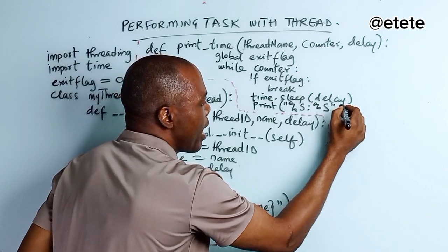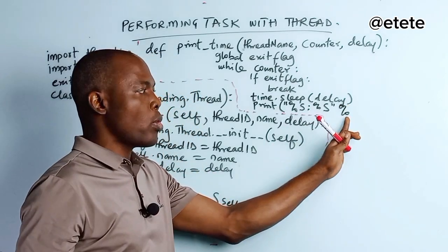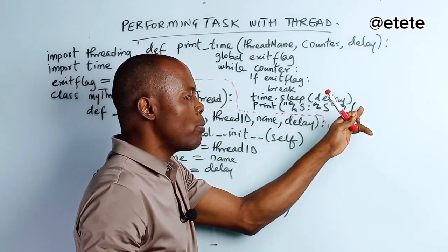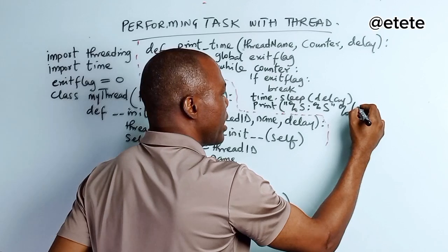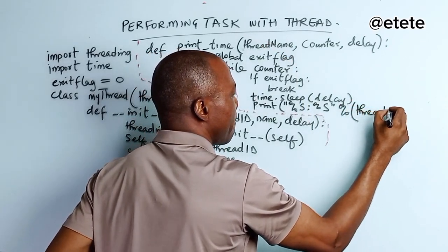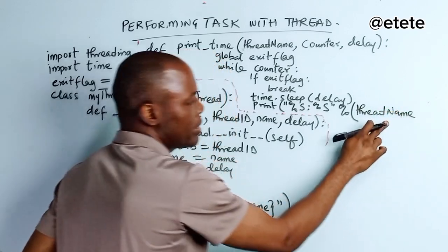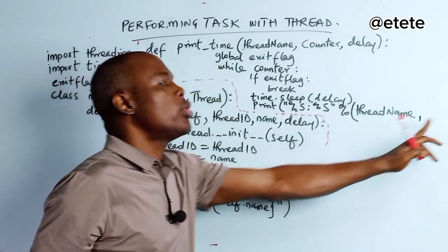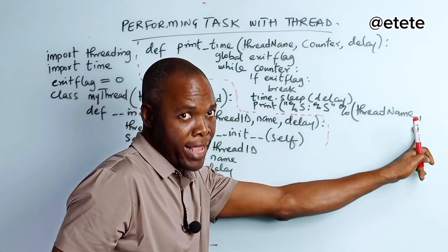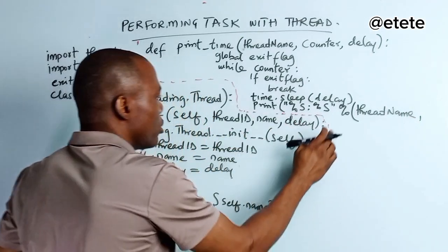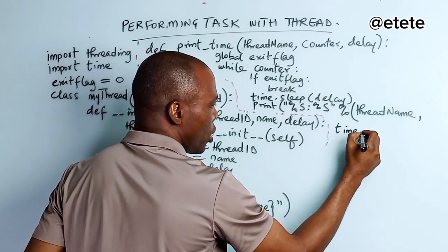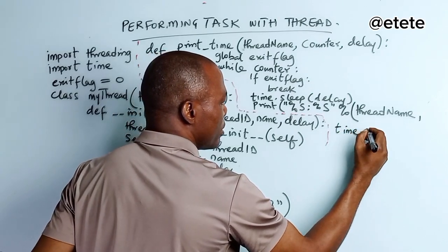Then I will call an operator. This operator is going to take what I put here and put it in this place. So I will say thread name, comma. Now, you will not be able to see what I will write here, so please take note. What I want to write now is time.ctime.